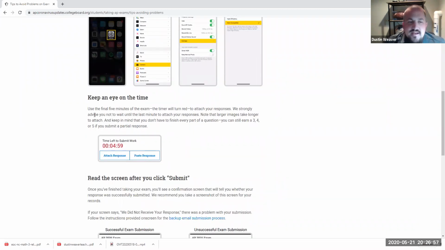Keep an eye on the time. Use the final 5 minutes of the exam, and when you see it get to 5 minutes, as I showed you in the demo, the timer is going to turn red. Then that is when you want to start attaching your responses. We strongly advise you not to wait till the last minute to attach your response, but I still think you should use all your time given until it turns red, right?